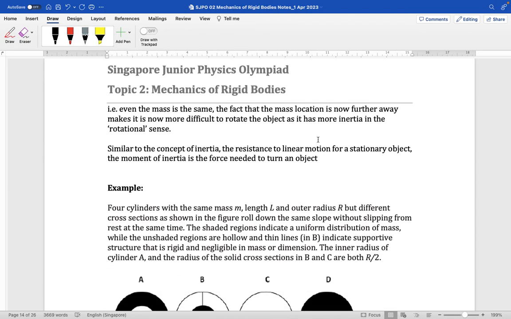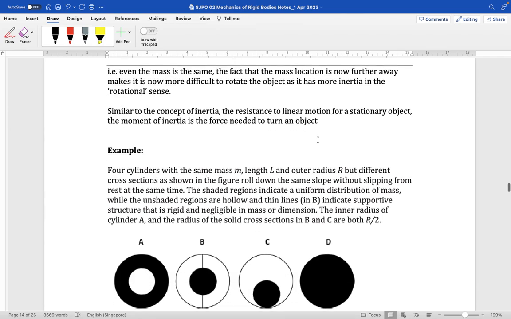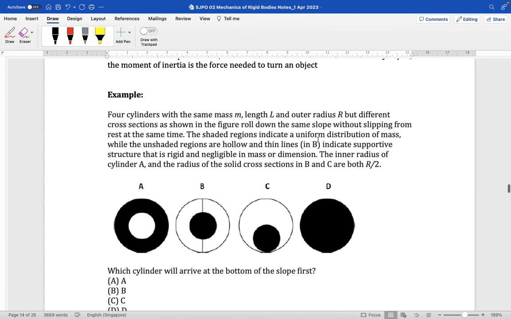So take note, there is a concept now that we are introducing that says even objects that are about to rotate, there is a form of inertia, which we call the moment of inertia, that is causing it to have reluctance to roll over. Let us look at an example here.